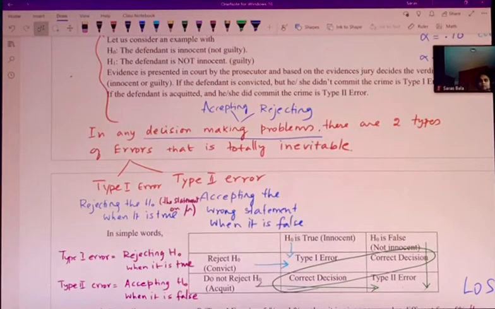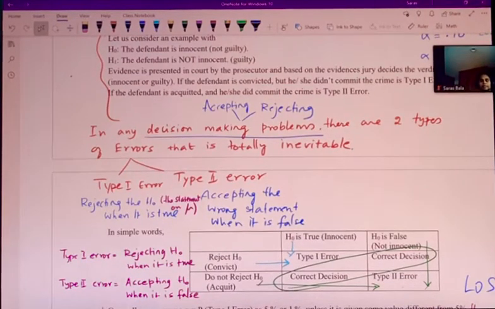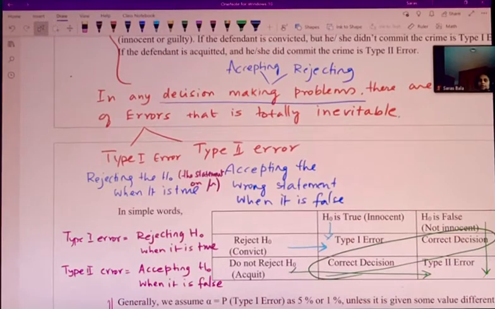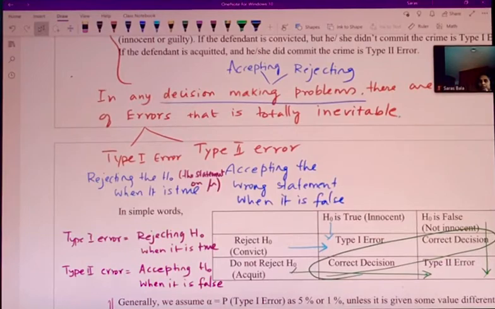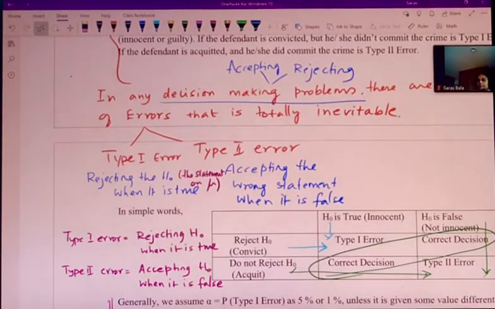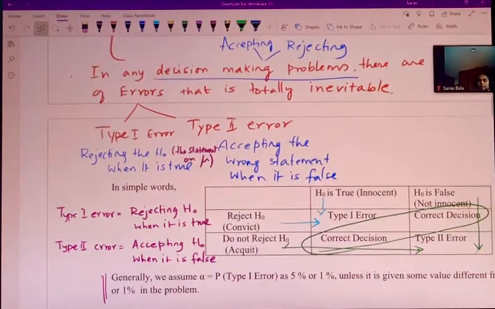So there are two types of errors that are going to be totally inevitable. What are they? Type 1 error and type 2 error. The type 1 error is you are going to reject your null hypothesis, or you can say the statement on mu is going to be rejected, when it is a true statement. So that is one type of error that you can commit. The second type of error is accepting the wrong statement when it is false. So that is another type of error that you can commit in testing of hypothesis or in any decision making problem.